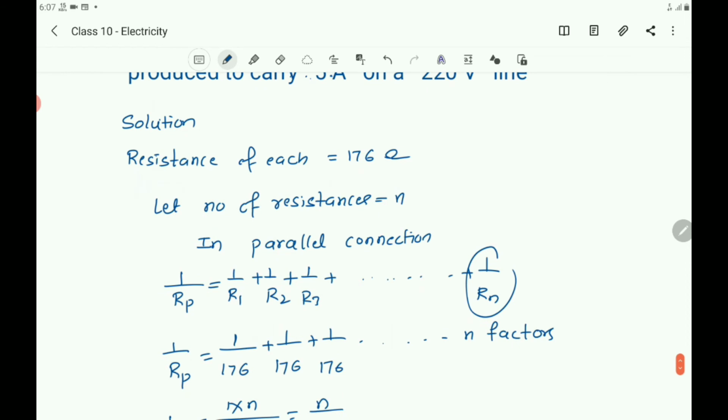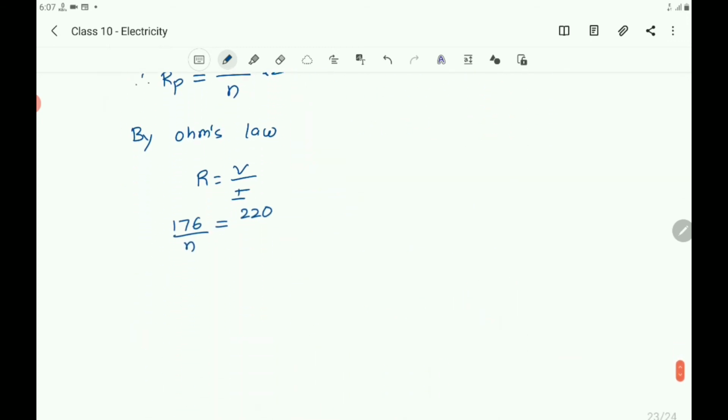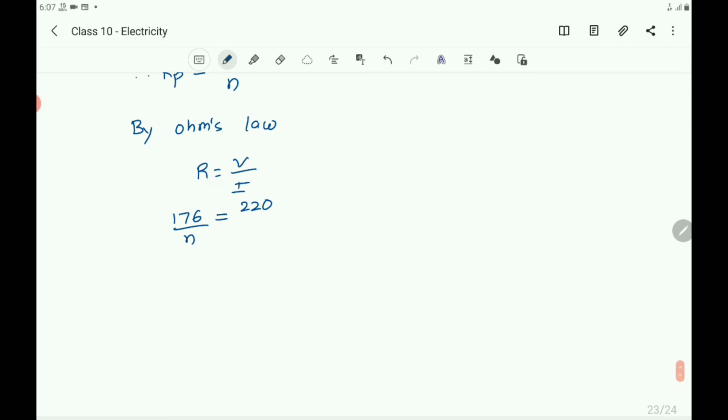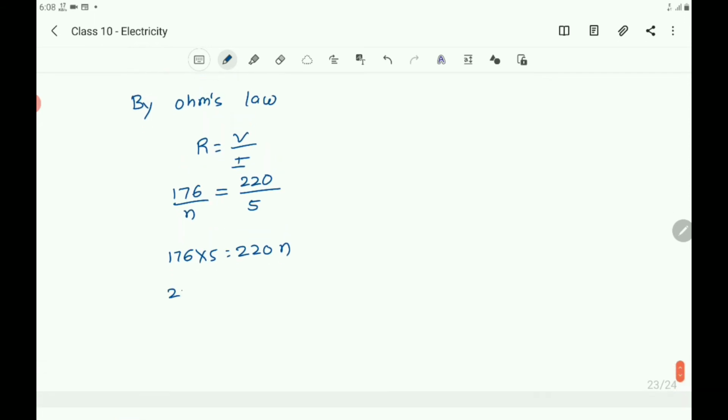Here V is given as 220 volt and current I is 5 amps. So take 176 by n equals 220 by 5. Do the cross multiplication, you will get 176 into 5 equals 220 into n. Therefore 220 n equals 176 into 5.